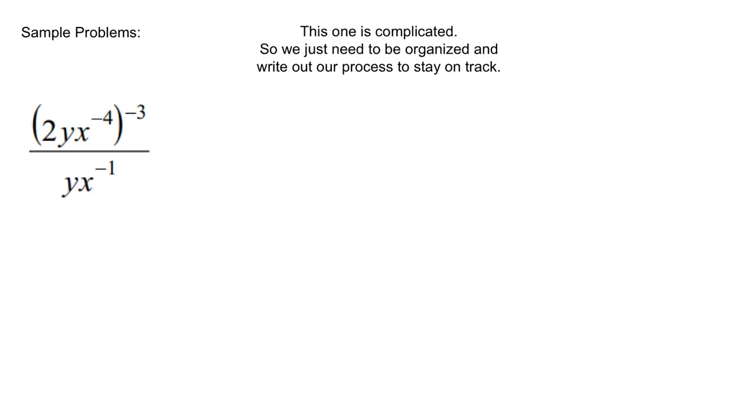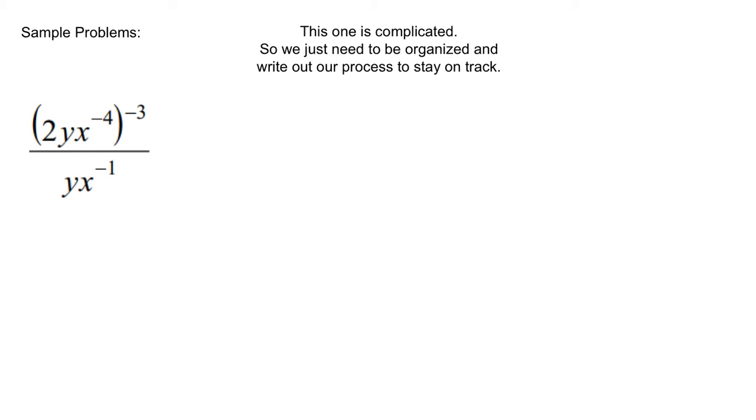Last sample problem. There's a lot going on. This one's complicated, so we're just going to be organized and write out the process. So here we have a base raised to the negative 3rd. So it's 2 times y, which is to the first power, we just don't write it, times x to the negative 4th. And then this entire thing to the negative 3rd, divided by y times x to the negative 1. So we have some quotient rule stuff going on.